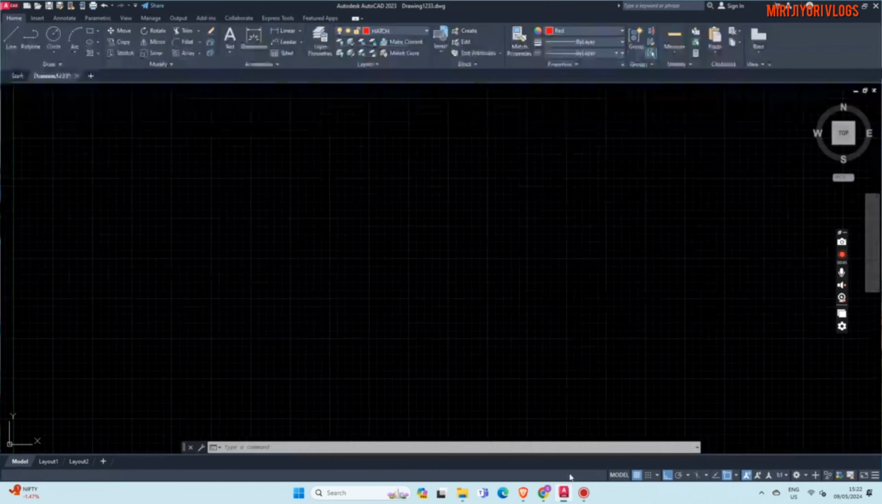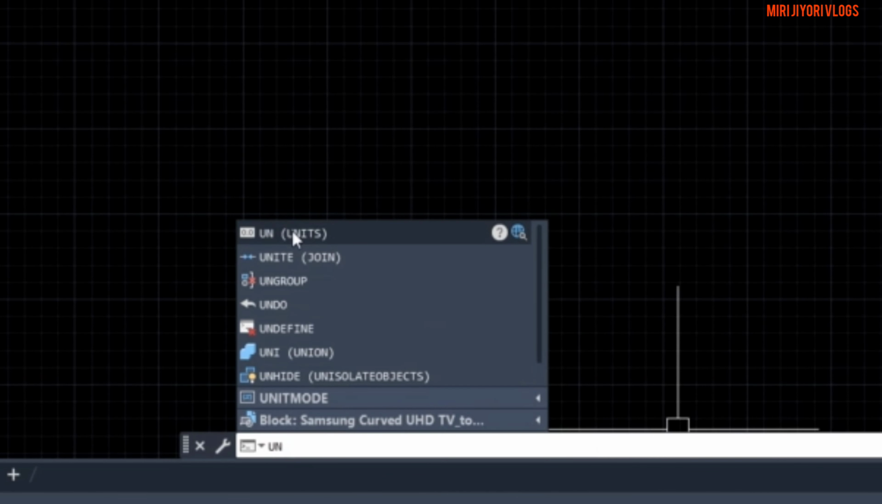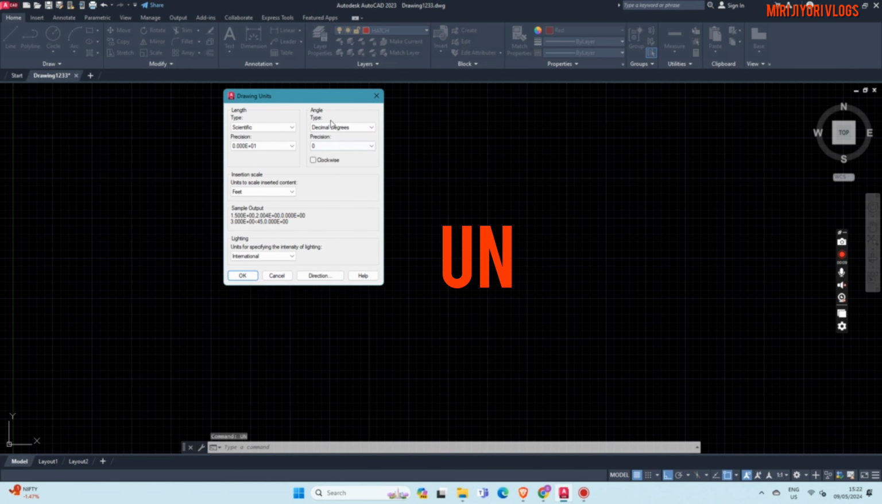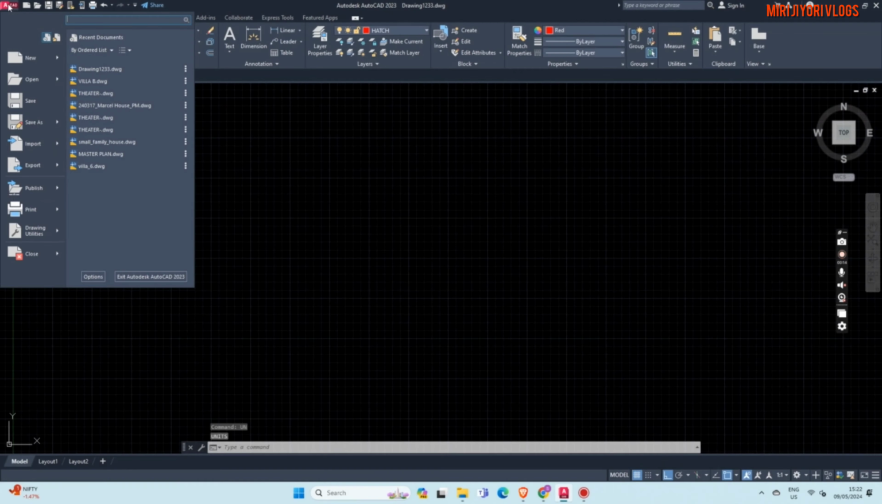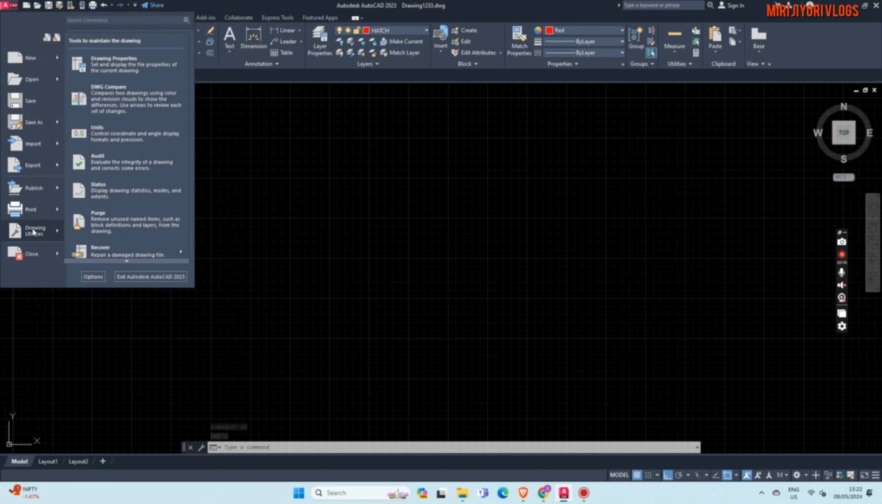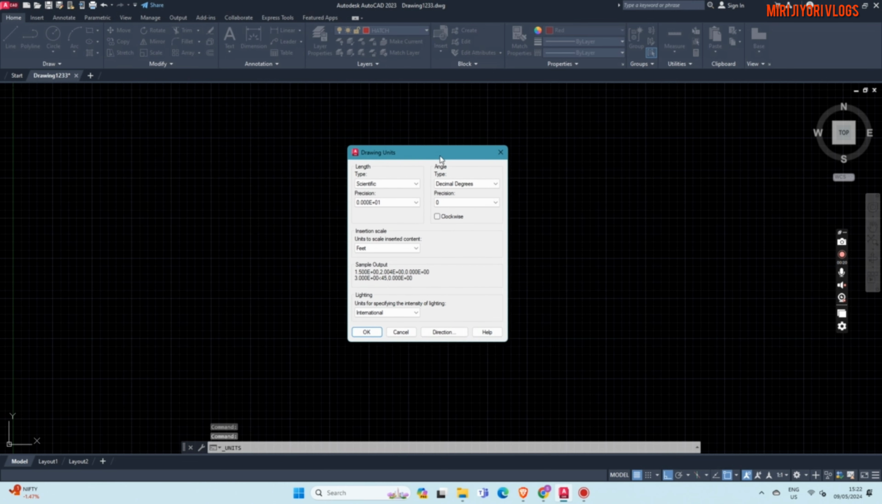Today we are going to learn how to set up units in AutoCAD. There are two ways of setting units in AutoCAD. First one is enter UN from keyboard. The second one is click on the AutoCAD logo and go to drawing utilities and select units. You can see here there are different types of units.